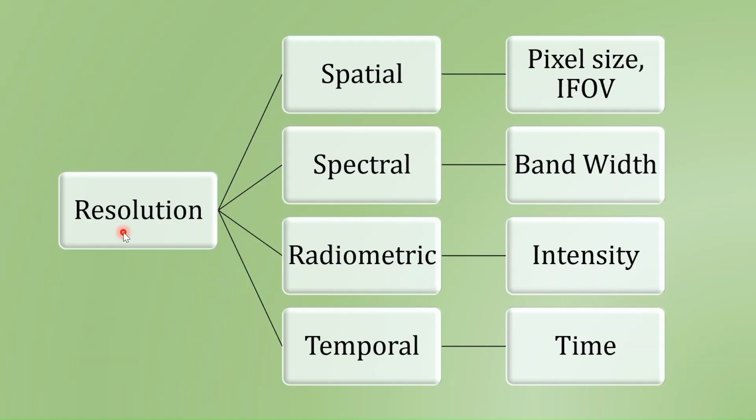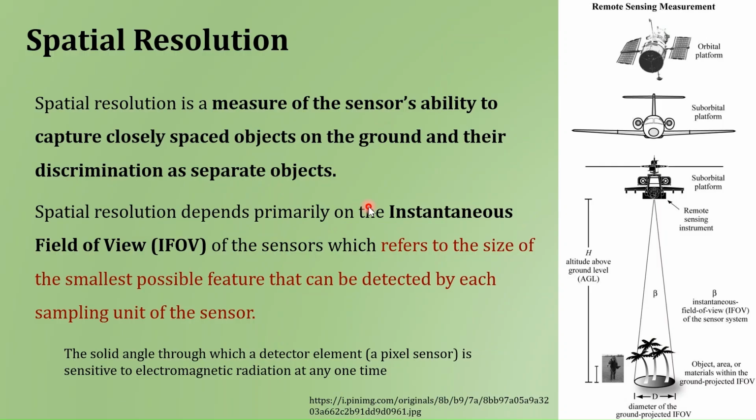In remote sensing, resolution is defined mainly in four terms: spatial resolution, spectral resolution, radiometric resolution and temporal resolution. Spatial resolution is with respect to the pixel size or the instantaneous field of view. Spectral resolution is related to the bandwidth. Radiometric resolution is related to the intensity and temporal resolution is related to time. So we will discuss these one by one in detail.